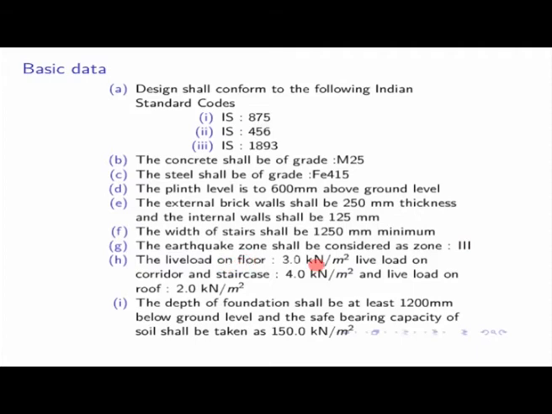The live load on floor is 3 kilonewton per square meter, live load on corridor and staircase 4 kilonewton per square meter, and live load on roof 2 kilonewton per square meter. Though I have not considered all those things in the calculation, these are the things generally we consider. Depth of foundation shall be at least 1200 millimeter below ground level, and the safe bearing capacity of soil shall be taken as 150 kilonewton per square meter.